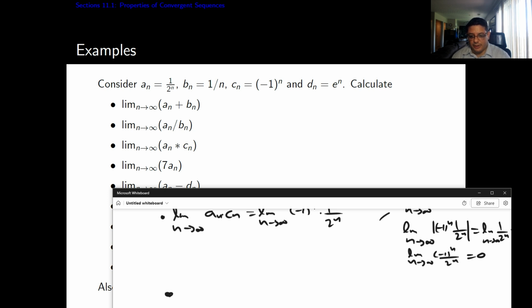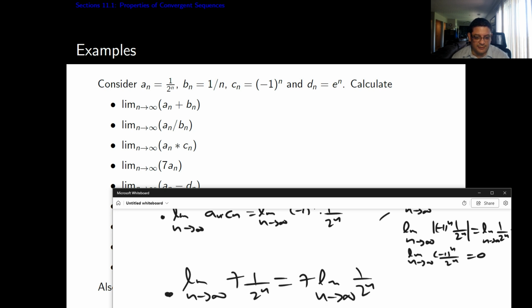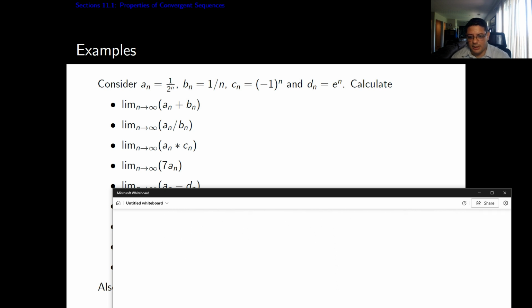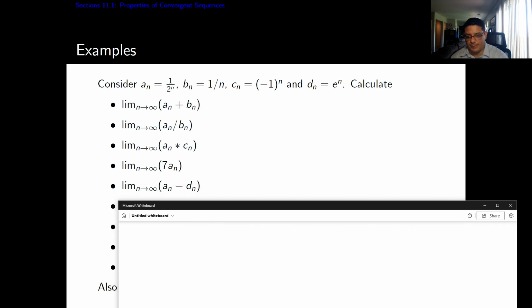Now we're going to consider the limit as n goes to infinity of 7 times 1 over 2 to the n. Notice that this is just going to be 7 times the limit, by properties of the sequences. And because this limit is 0, this is just 0 times 7, which is 0. So not a very interesting result.